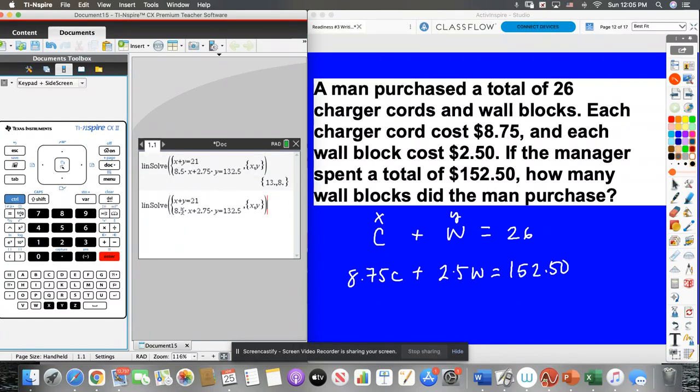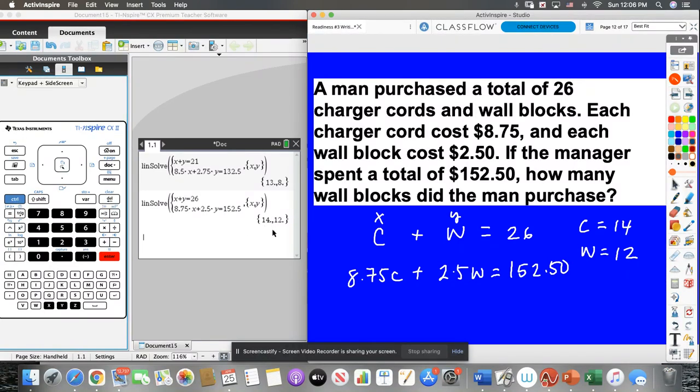This is very similar to this one, so I'm just going to copy this over again, save a little bit of time here. 8.75 and 2.50, and that's 152.50. Enter. So my answer is cords. He bought 14, and wall blocks, he bought 12. 14 cords, 12 wall blocks. And I look, how many wall blocks? So there's my answer, 12.